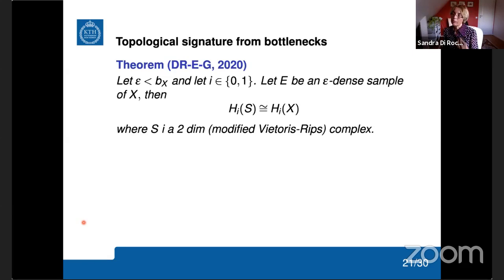we can construct an epsilon sample, and if this epsilon is strictly less than the bottleneck degree, not the reach, but the bottleneck degree, then this epsilon sample that is constructed in that way has an associated modified Vietoris Rips complex. So it has an associated CW complex of dimension 2, whose zeroth and first homology is the same as the ones of the variety, which means that I can detect the connectedness of the variety, I can detect the loops on the variety, and this is good enough for many things in real life that you want to detect, and many problems that you want to solve.